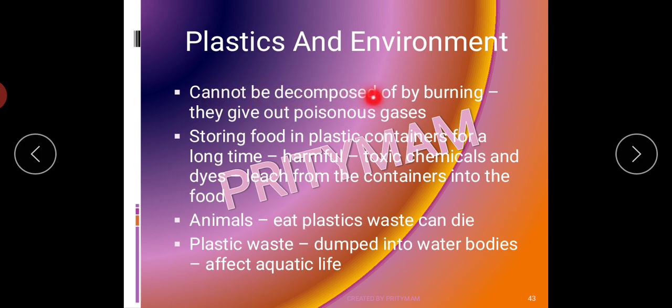Plastics cannot be disposed of by burning, as they give out poisonous gas. And storing food in plastic containers for a long time is quite harmful. Why? Because toxic chemicals and dyes present in it can leach from the containers into the food and thus harm us also. Animals eat plastics and they die. And plastic wastes that are dumped in water bodies can affect aquatic life also.